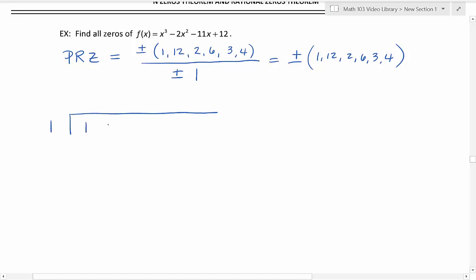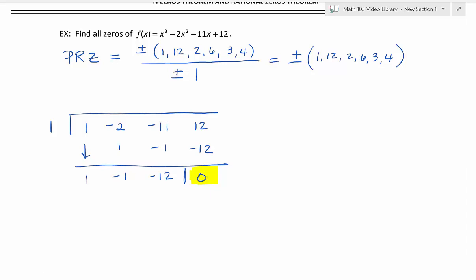And I'm going to synthetically divide it into my f of x. When I do my synthetic division, I get a remainder of 0. So that tells me that 1 is an actual zero of f of x. To get all the zeros, we want to put f of x in factored form. And then we'll set each factor equal to 0 and solve to get the actual zeros.